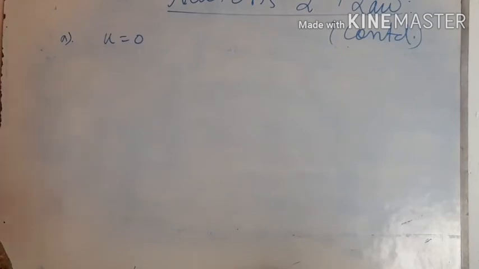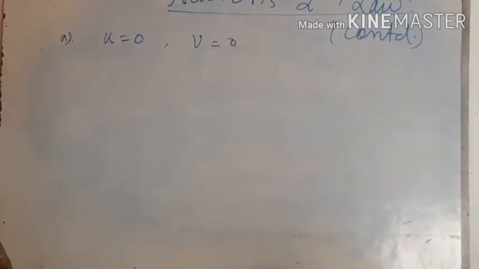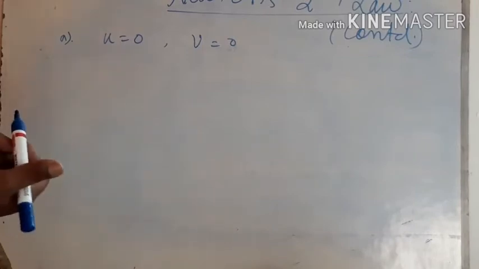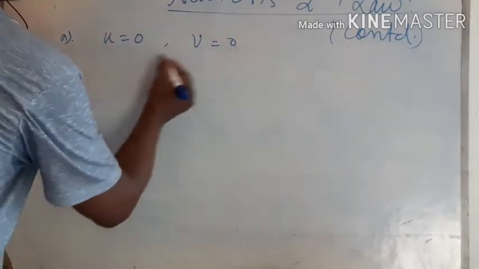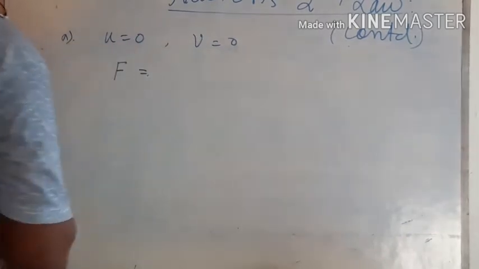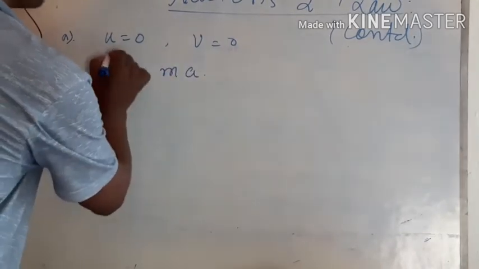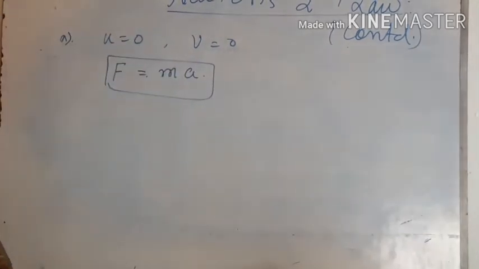Initial velocity is 0. So if no force is acting, what will happen? There will be no change in velocity. In that case, if v is equal to 0, then from Newton's second law, F is equal to mass into acceleration. This is Newton's second law. Apply Newton's second law in scalar form.